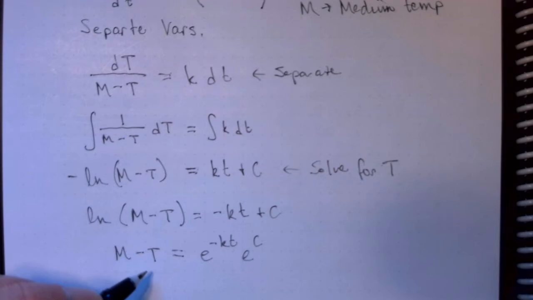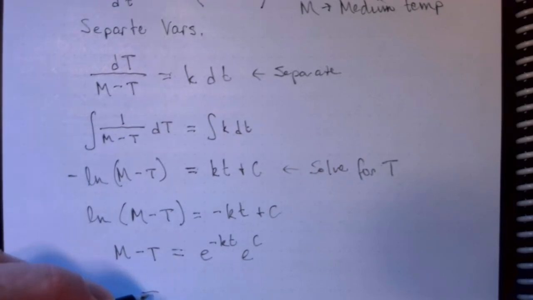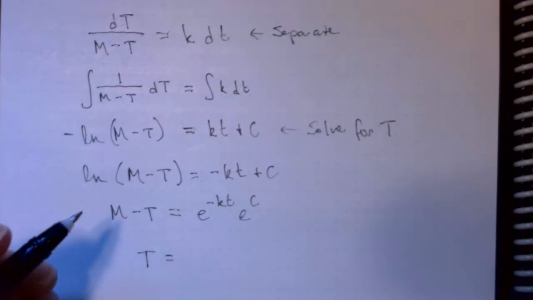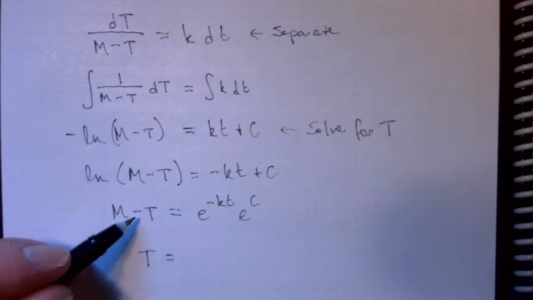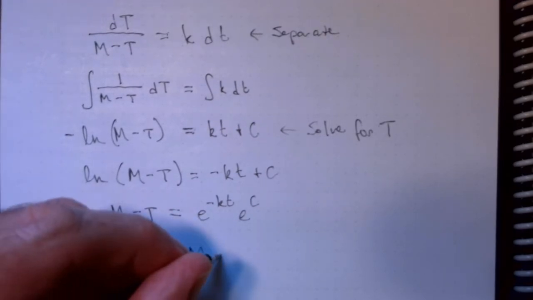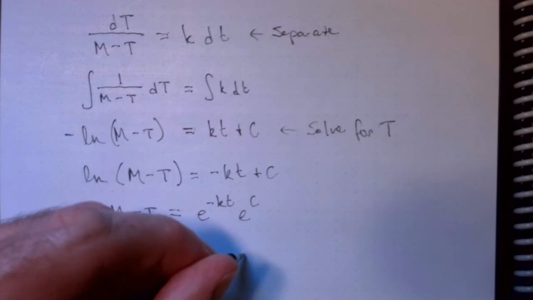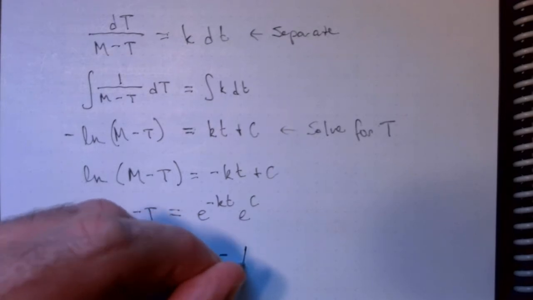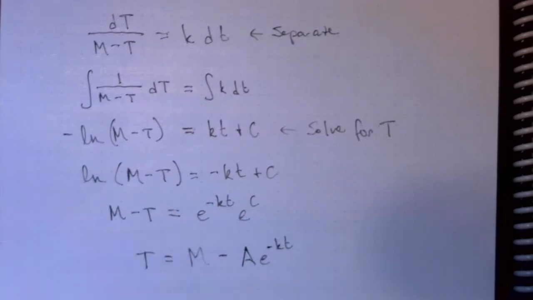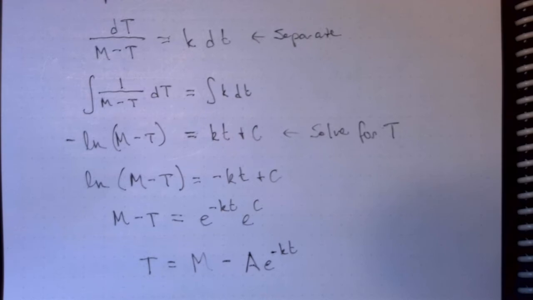Now remember what I want. I want to solve for t. So I'm going to get rid of the m by subtracting m from both sides. But that doesn't get me t, it gets me negative t. So I'm actually going to end up with this.